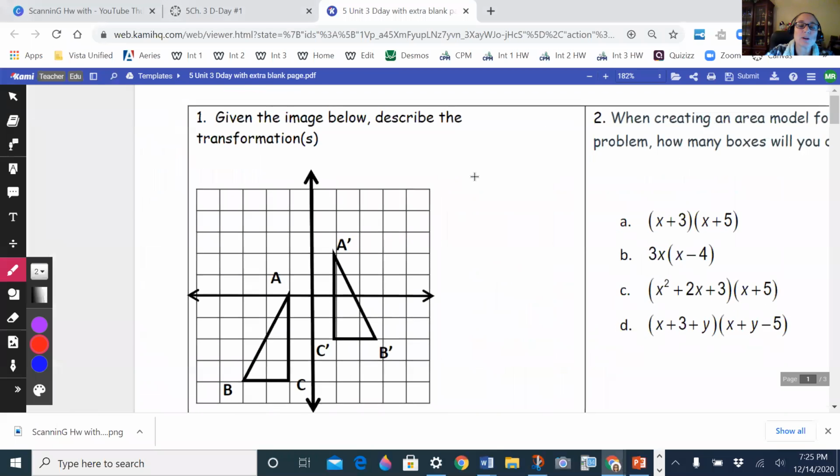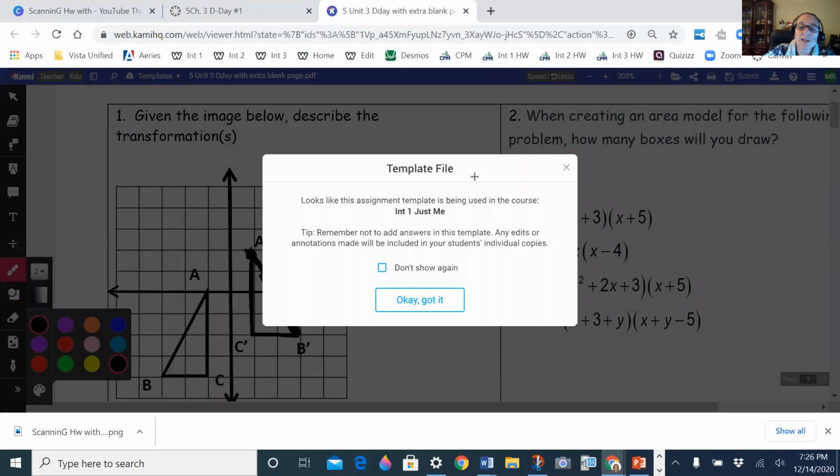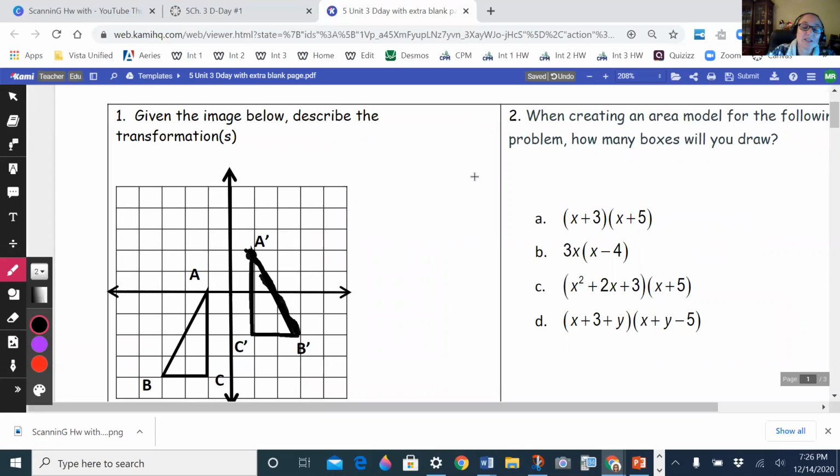On this first problem, it says, given the image below, describe the transformations. When they copied this image, it really should be right here, all the way to here. It did not change size. It just looks like it got cut a little bit when they copied it. So we want to see how triangle ABC got moved to now be at triangle A prime, C prime, B prime.